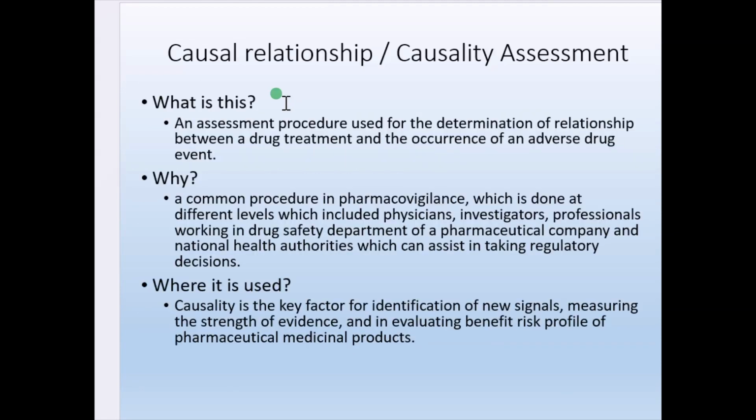Now, let's look at what exactly causality or causal relationship means. It is an assessment procedure which is used to determine whether a relationship exists between the medicinal product administration and occurrence of an adverse drug event. This procedure is common in PV and performed at different levels. A causal assessment can be done by a reporting physician, or by a clinical investigator, or by the professionals who are working in the drug safety department of a pharmaceutical company.